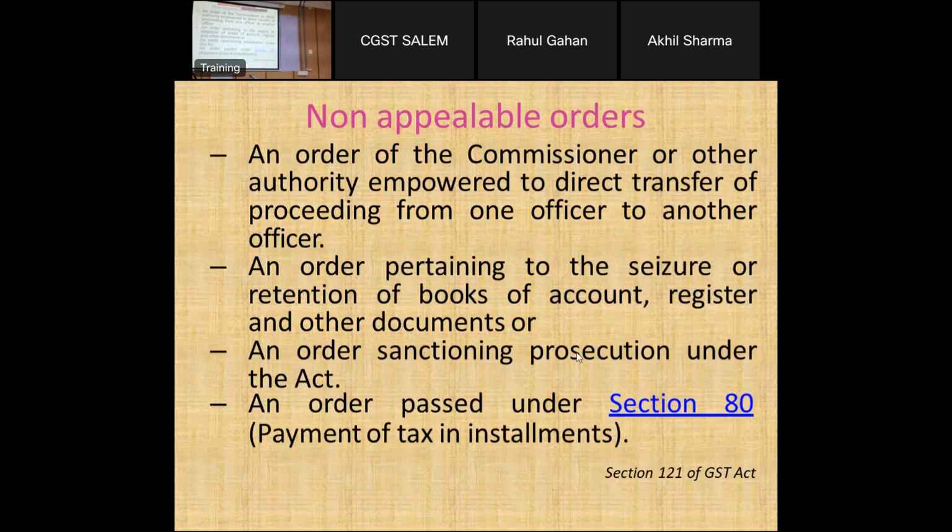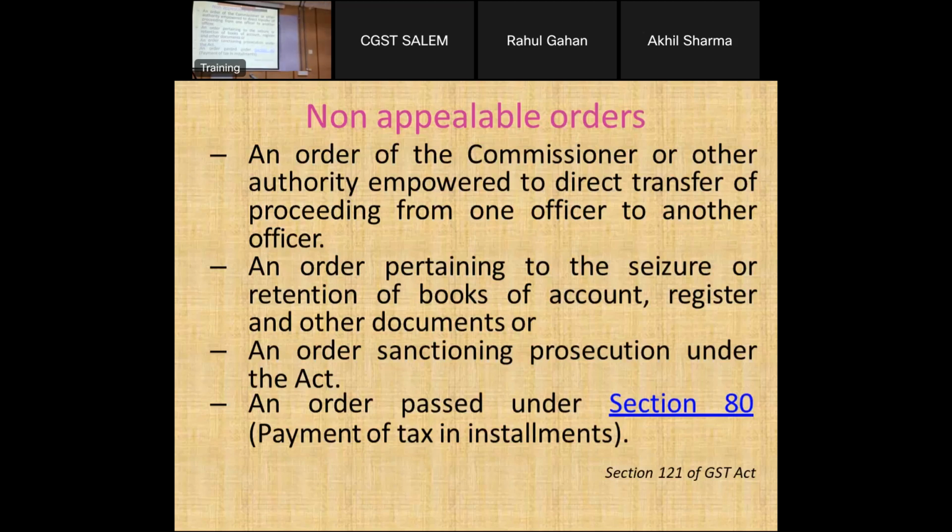Likewise, seizure. You know what is seizure? Seizure of what? Investigation, you are going to a unit or you are asking for the documents and verifying. And you see that these documents, books of accounts, registers are required for investigation. They can put an order and seize. It is called seizure.